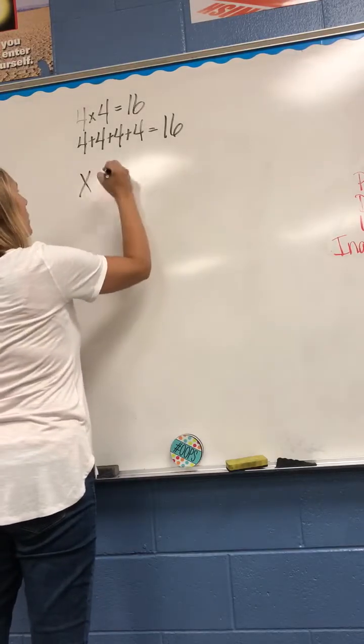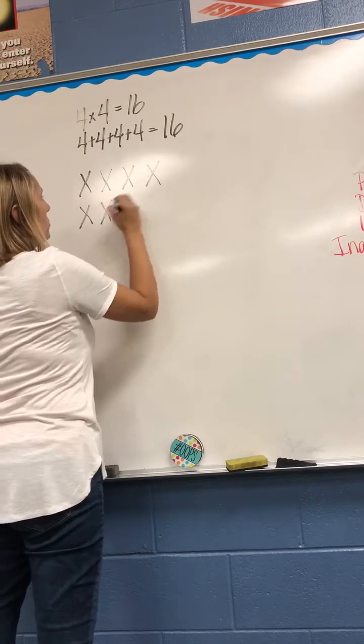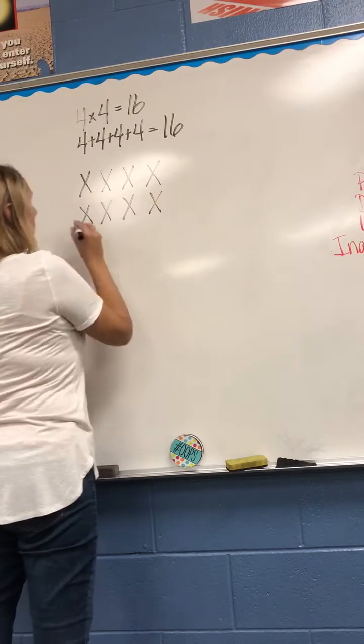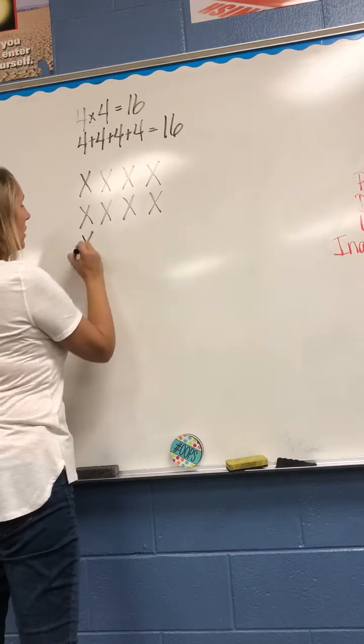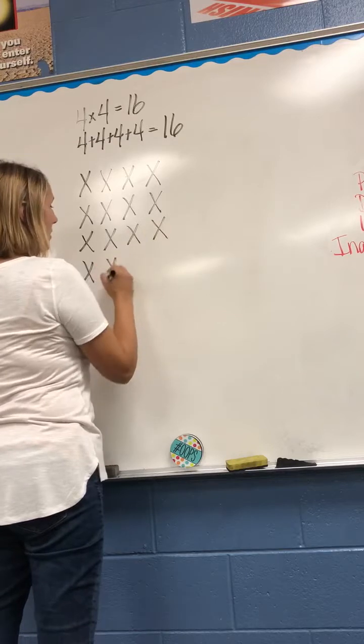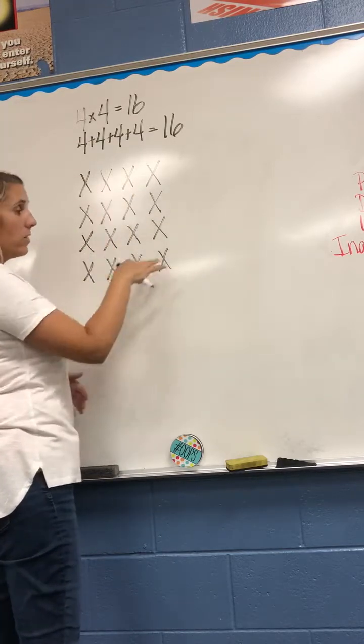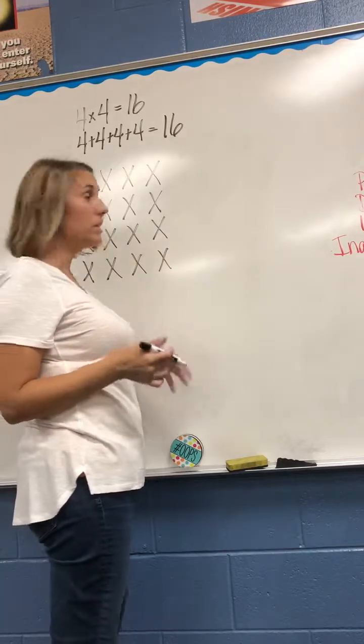Okay, and that is where you make these. You could use X's, you could use circles, you could use really anything you want, but I'm going 4 over and I'm going 4 down. So again, I'll have 4 times 4. I could count all those out. It would still equal 16.